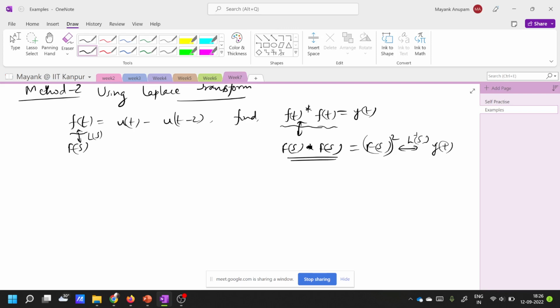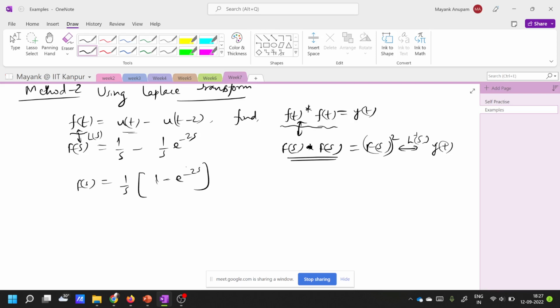So tell me, what is the Laplace transform of this? 1 by s minus e to the power minus 2s, with 1 by s multiplied. Yes, you are right. It is e to the power minus 2s. Fine. So this is 1 by s common, 1 minus e to the power minus 2s. Right? So now this is F of s.